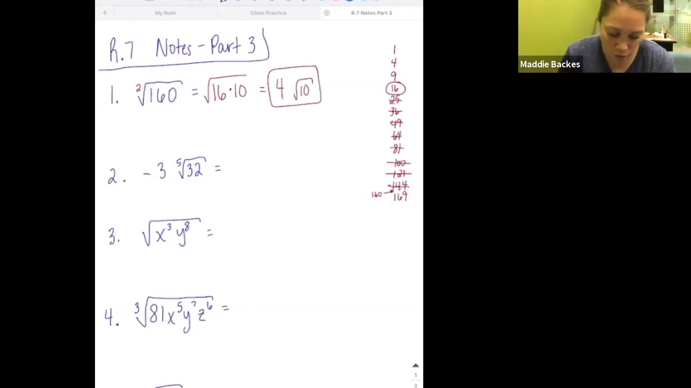If this had been a cube root up here for the index, then we would have done the same thing, except we would have listed out all of our perfect cubes, 1 cubed, 2 cubed, 3 cubed, 4 cubed, and so on, and found the biggest perfect cube that divided 160.